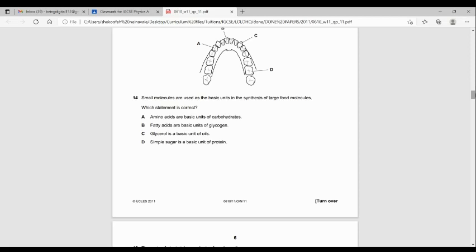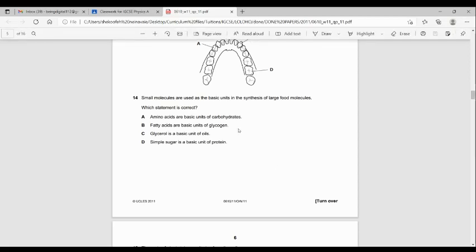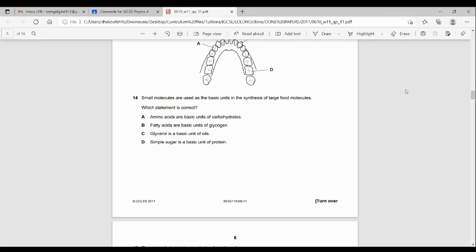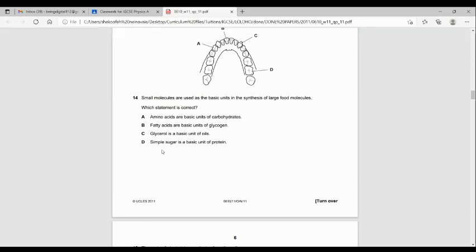C, glycerol is a basic unit of the oil. Oils, fats, lipids are made of fatty acids and glycerol. There is one glycerol molecule, a rounded shape in the head, and fatty acid molecules attached to it as a tail. So yes, it is correct, it is a basic unit of the oil. D, simple sugar is a basic unit of protein. No, protein is made up of amino acids. Amino acids assemble one next to another, attached together to make a chain of amino acids that makes protein. It is not made of simple sugar. So D is also wrong. So the answer is C.